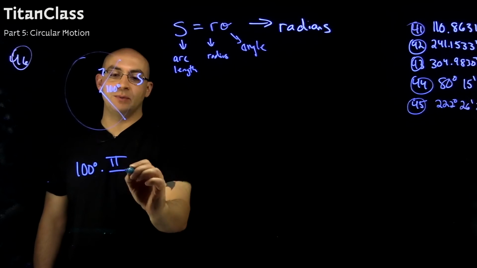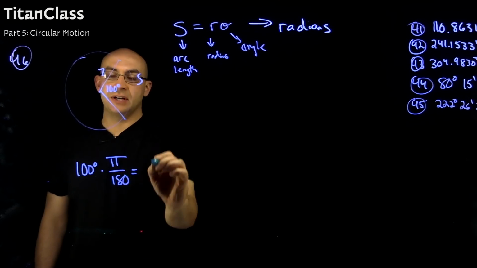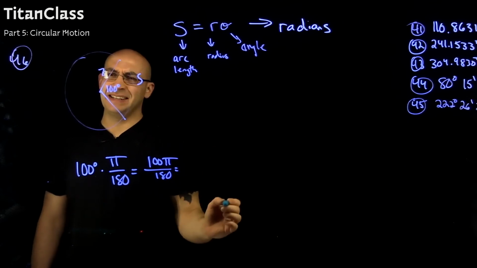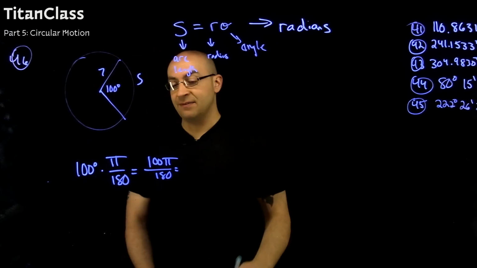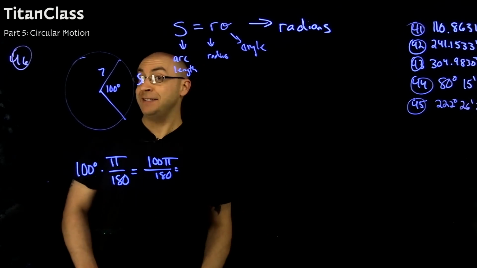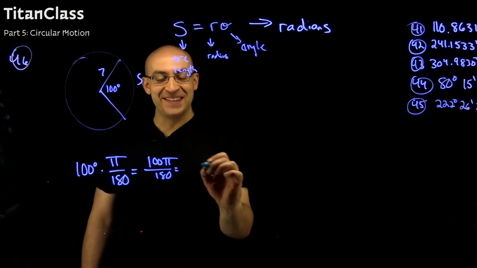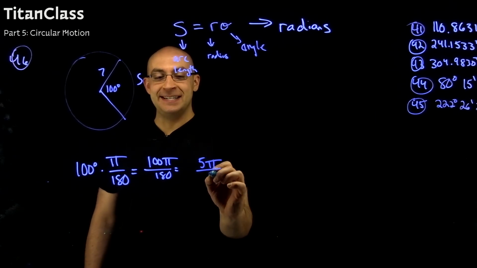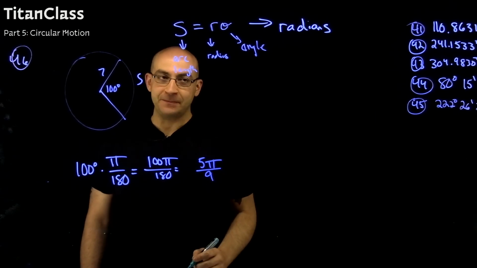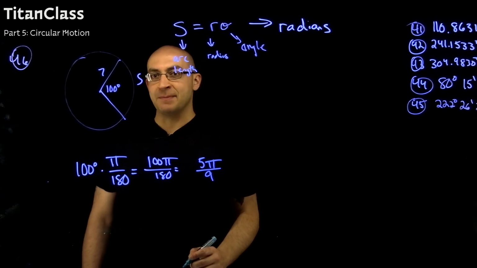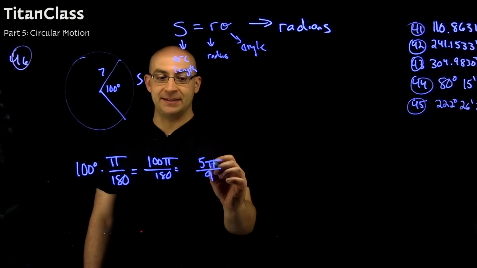To do that, we're going to do pi over 180. And that's going to give us 100 pi over 180. Let's simplify that to make that a little bit nicer looking. I know I can divide by 20, top and bottom. So that's going to give me 5 pi over 9. Okay. Now that is the radian measurement of that angle. Now let's multiply that times the radius, because this is theta.